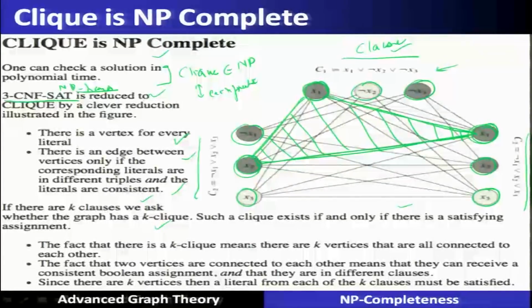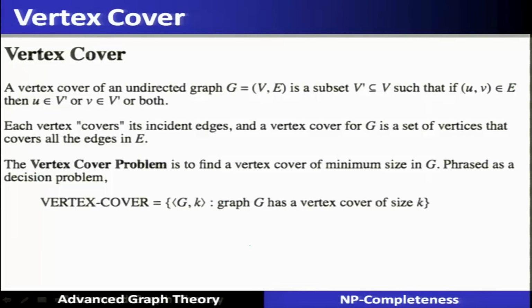The fact that there is a k-clique means that there are k vertices that are all connected to each other. The fact that 2 vertices are connected to each other means that they can receive the same consistent Boolean assignment, and they are in different clauses. Since there are k vertices, a literal from each of the k clauses must be satisfied. So, we have shown that clique is NP complete by this particular reduction method.